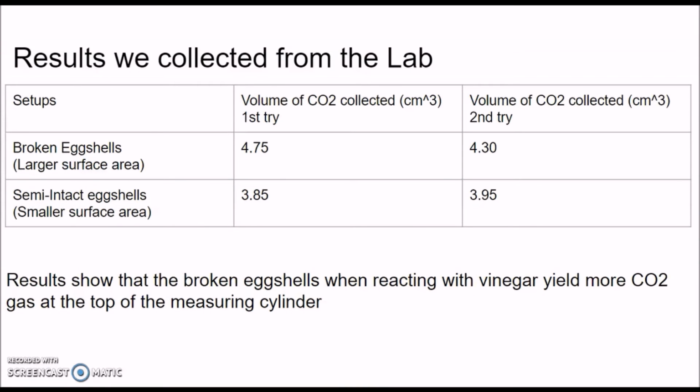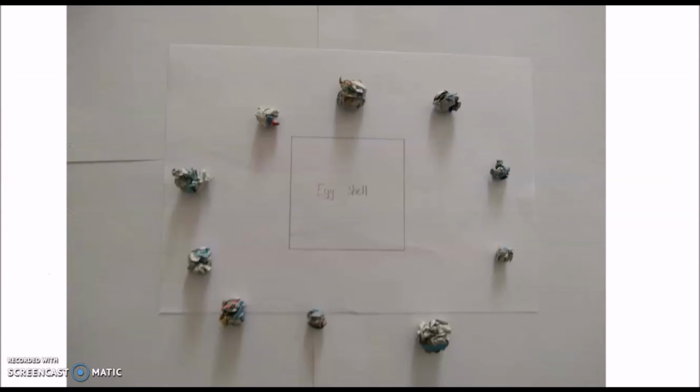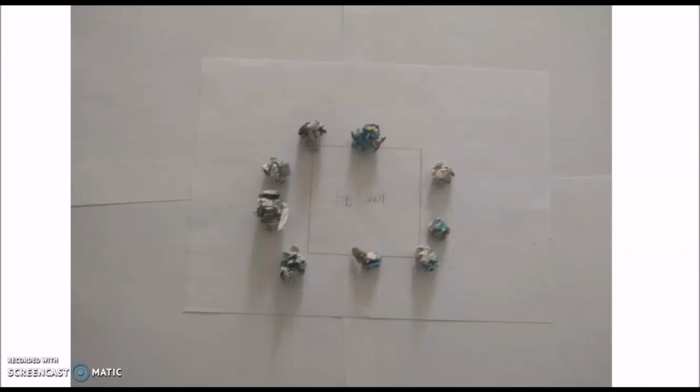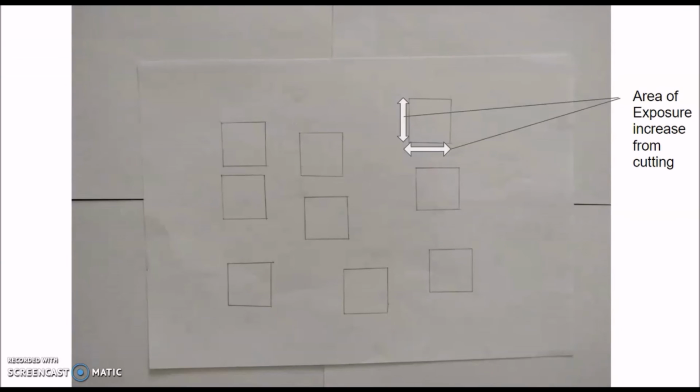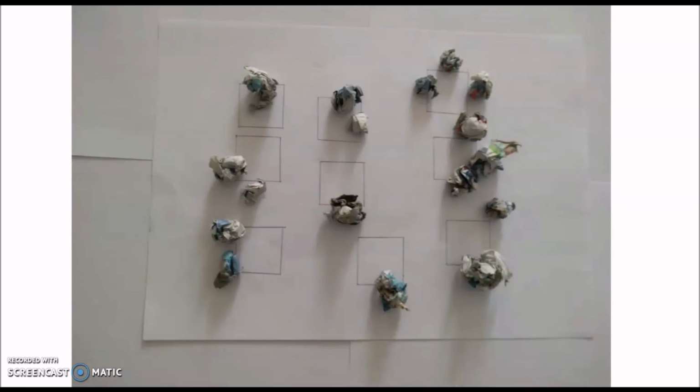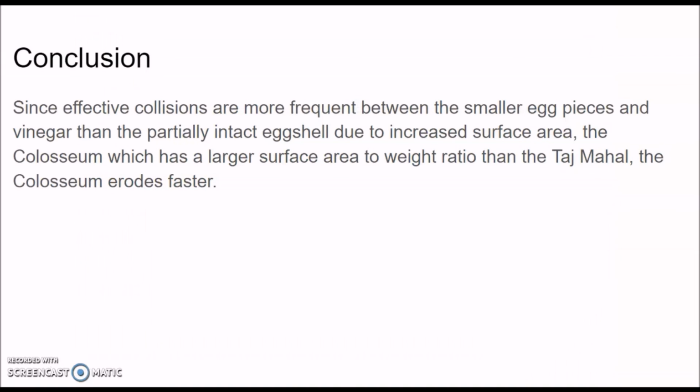From the results, we can also say that the reaction rate of the smaller eggshells and the vinegar is faster than half the eggshells. This is due to the difference in surface area. When an eggshell has a larger piece, only the outer surface that is exposed can react with the acetic acid. If the eggshell is separated, there is more surface area exposed to the acid, causing more frequent collisions between the reactants, leading to a higher frequency of effective collisions that actually cause the formation of the CO2 gas we collected. Hence, from our results, we can conclude that the Colosseum, due to its surface area, is able to corrode faster than the Taj Mahal.